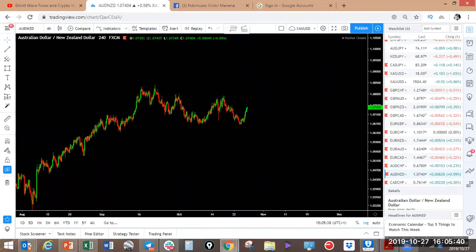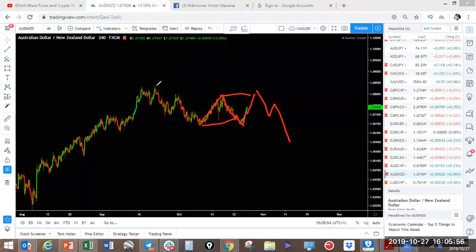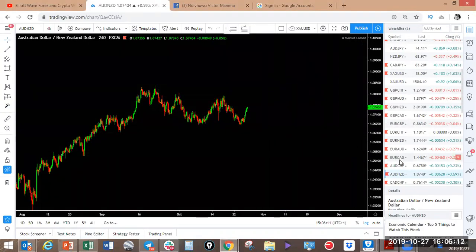AUD New Zealand has made 3 back, 3 up. This move to the downside looks like it's going to make this structure here. Can make another 3 here, same as it has here. I deleted the wrong line, so this should be 3 down, 3 back, 3 down, and then continuation to the upside. So here you continue to the upside, WXY, and then up. That is AUD New Zealand.